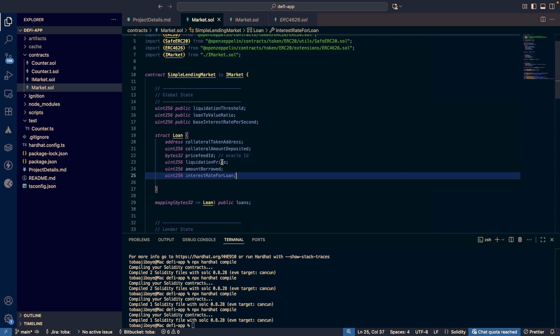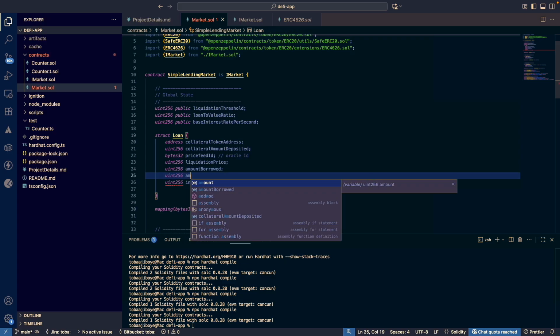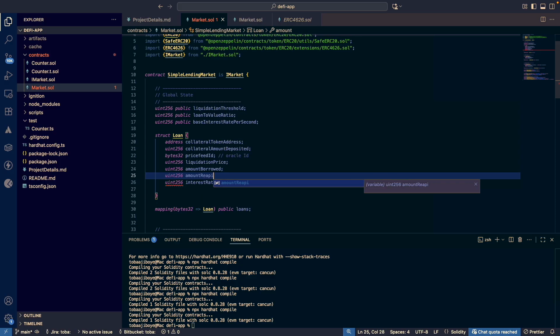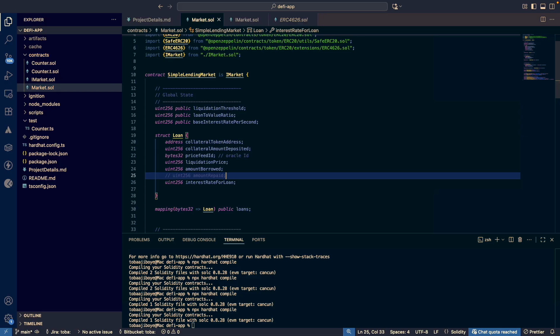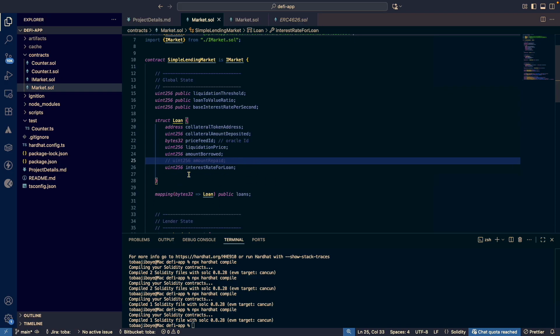The amount that you borrowed, I said we're not going to support partial loan repayments, because I don't want to make this too complicated. I am going to add it in the future. So what I'm going to do is I'm going to say uint256 amount repaid. Okay, and I'm going to comment it out. I'm going to add it in the future. Okay, so this, interest for loan.